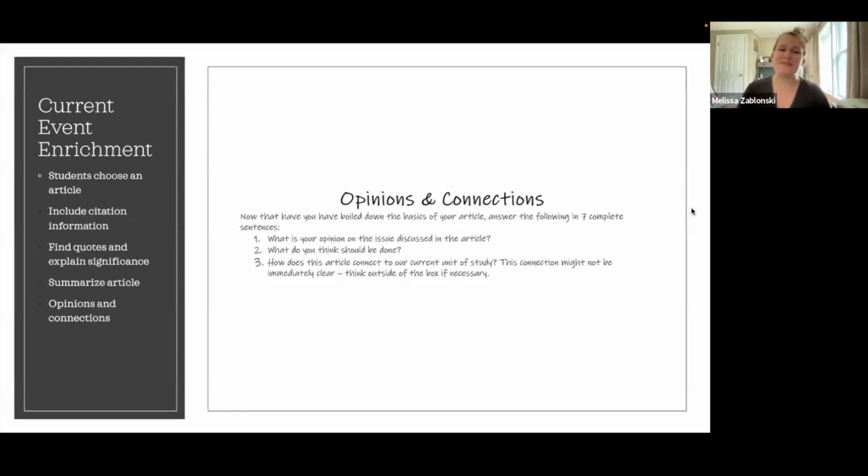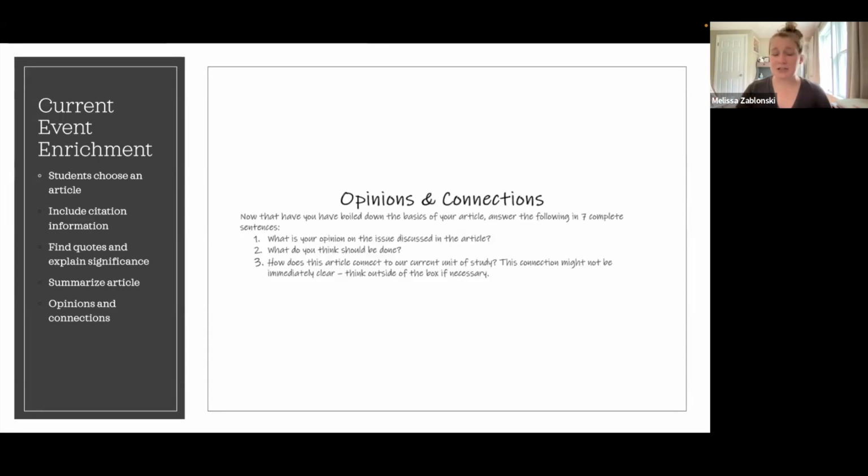And then finally, I have a current event enrichment activity that students can do. If they finish an assignment early, or sometimes on days that I might have a meeting or something like that, I often have students do a current event. So they choose their own article. They include citation information, they find quotes from the article and explain their significance, they summarize the article, but the really important section that they have to address is the opinions and connections section.